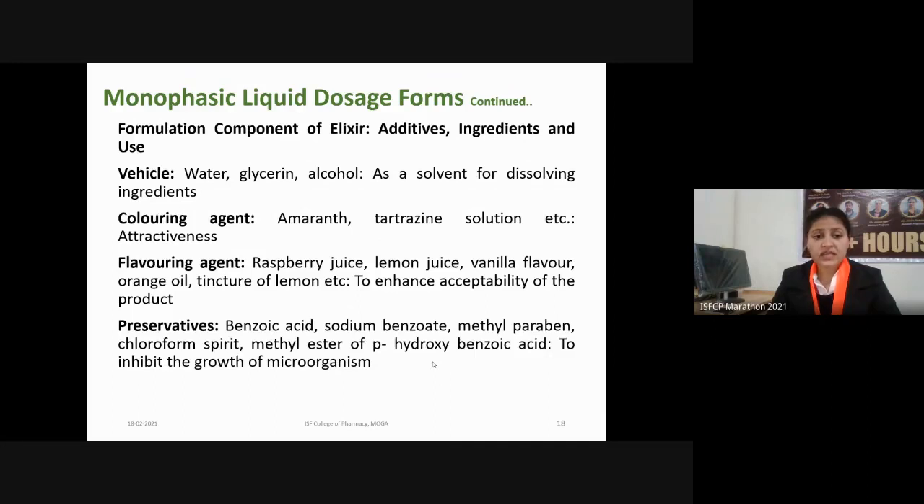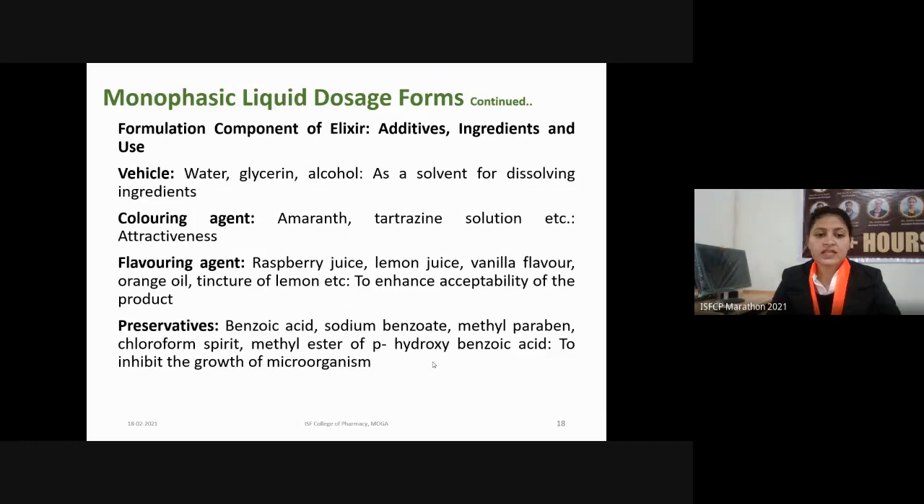The second component that we use in the preparation of the elixirs is the coloring agent. Amaranth and tartrazine are examples of the coloring agents that we can use in the preparation of the elixirs. There are many more coloring agents that we can use. And why is there a need for a coloring agent? Because it helps in improving the attractiveness of the formulation.